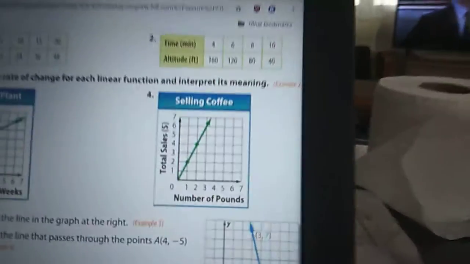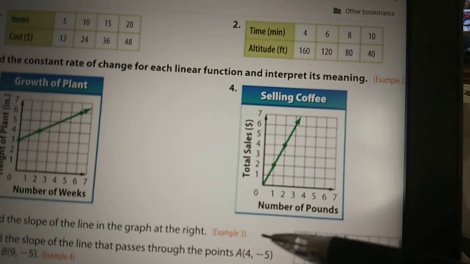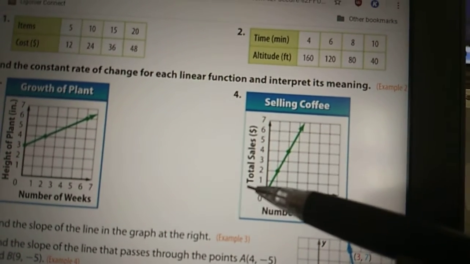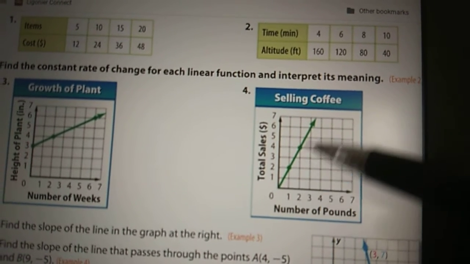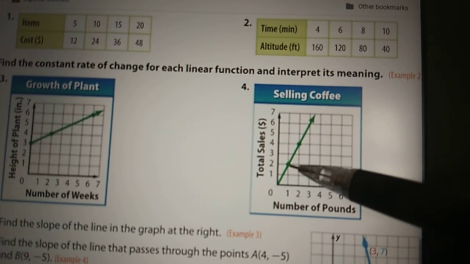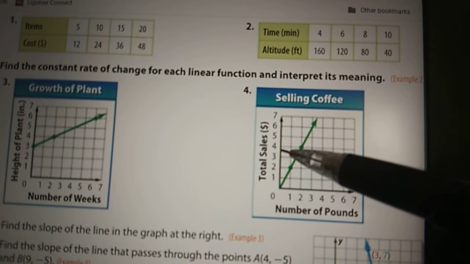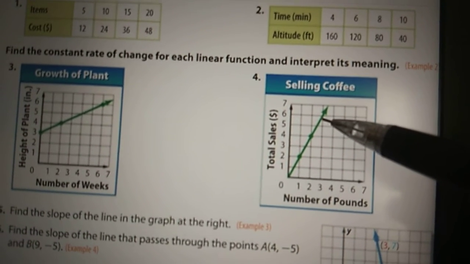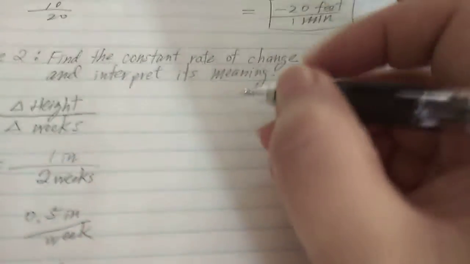Number 4, selling coffee. Okay, total sales over number of pounds. So that means how much money did you make according to the number of pounds. Again, 1 pound is $2. 2 pounds is $4. 3 pounds is $6. You can see it crosses here, $6. Okay, so the rate of change.